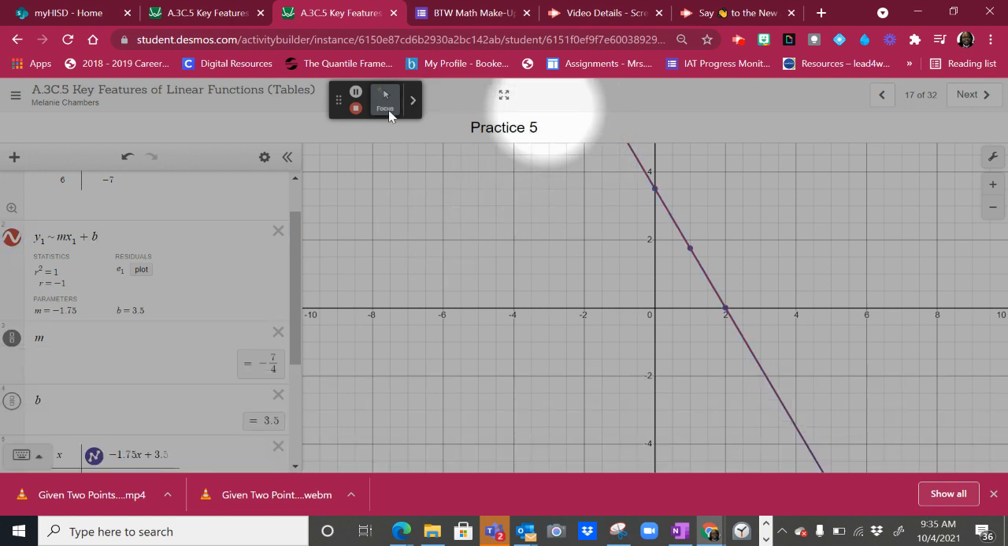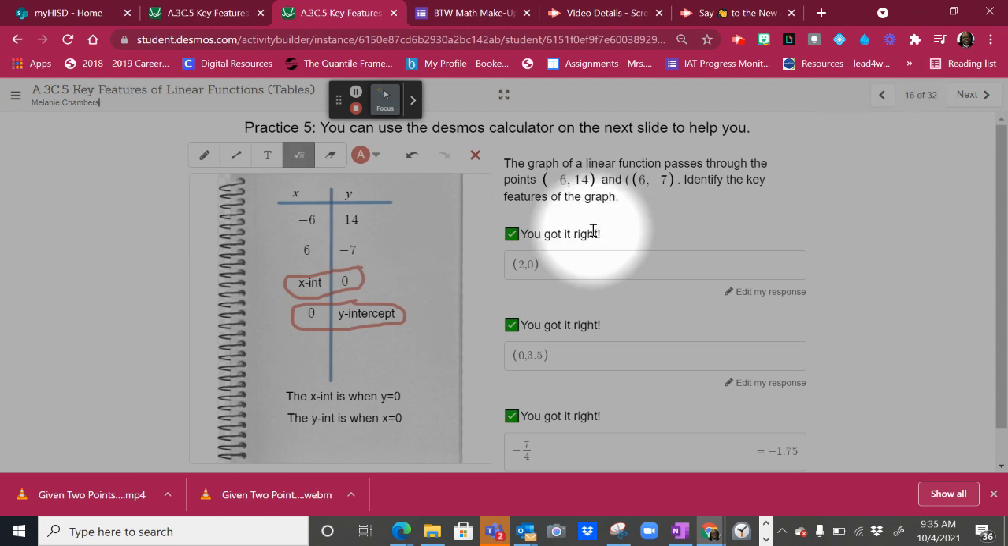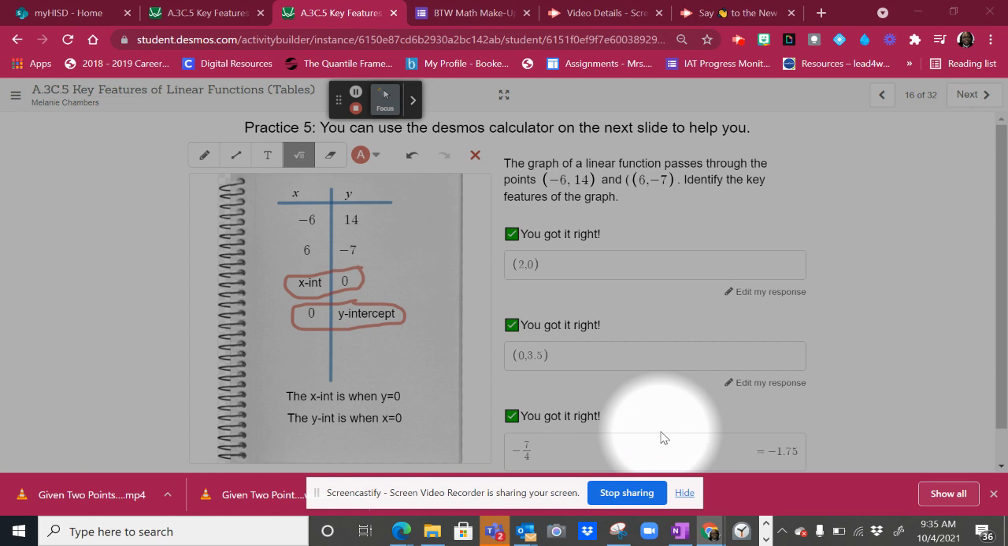All right, students, I think that's it for this one. I've shown you 2 examples, the micro lesson, and this is practice 5, which is slide number 16. So you all go ahead and continue working on your own and demonstrate that you understand it.